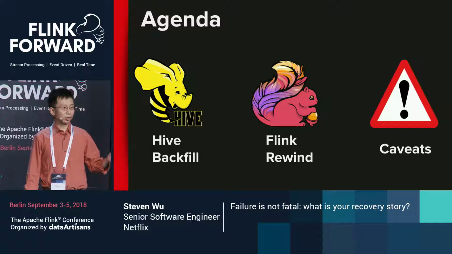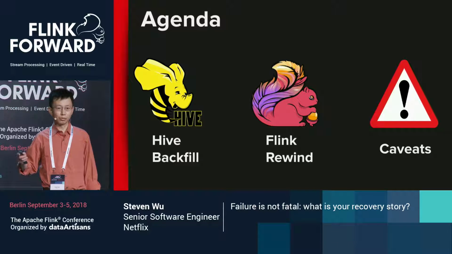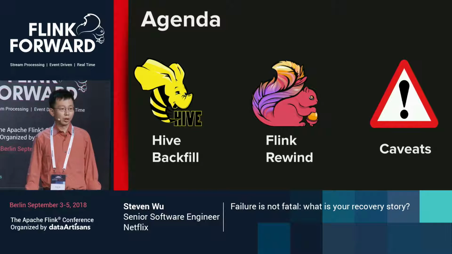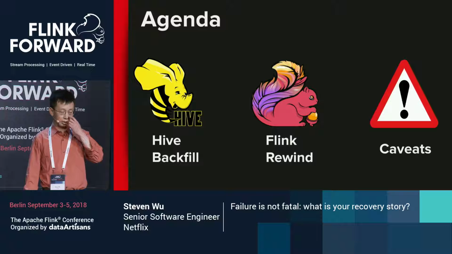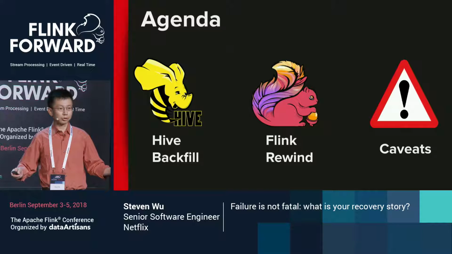We'll first look into using the Hive data warehouse as a backfill source. Then we'll look at the second solution, where we use Flink external checkpoints for failure recovery. Then we can compare those two options and look at their pros and cons. In the last section, we're going to look at some of the caveats we should watch out for.